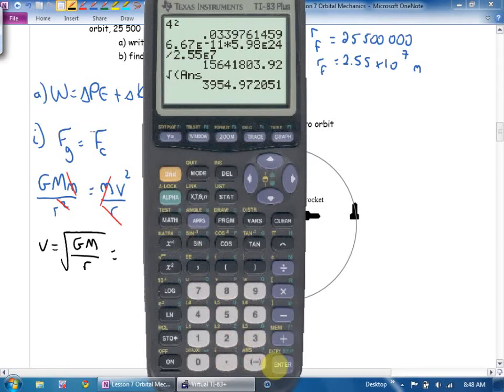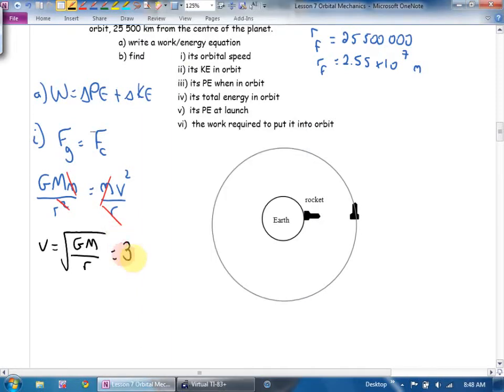3,950. 3950 meters per second, and that's to 3 sig figs, so I'm good with that. Is that okay so far? Okay, so that would be fair game as a part A.